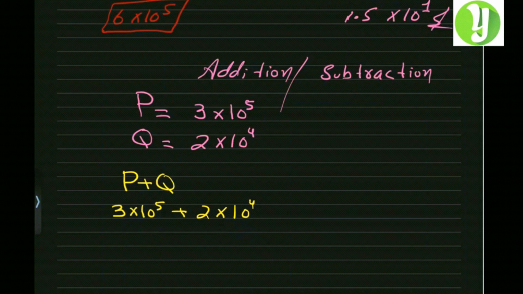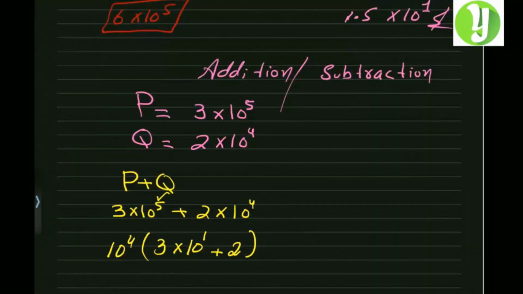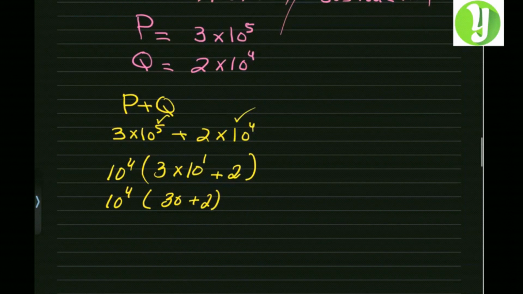So here 5 is there, here 4 is there, so we have to take 10 power 4 common because minimum is 10 power 4, and the remaining is 3 times by... here power 5 is there and 4 is common outside, so one power will remain, and the 2 is same as it is because 10 power 4 is common outside the bracket. Now 10 power 4 is same, so 3 power 1 means 10, so 10 by 3 is 30 and the 30 plus 2 is 32, so it's 32 times by a 10 power 4.